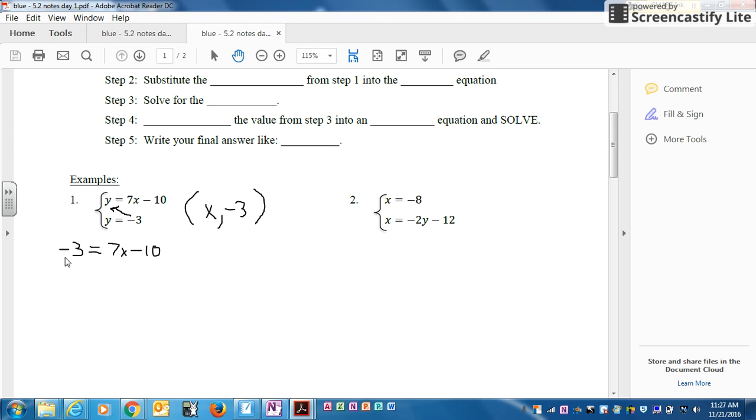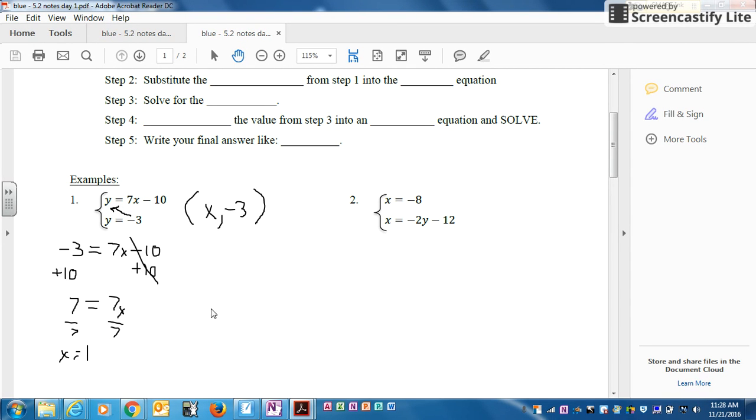And then we have an equation with just one variable, and we can solve that. This is a simple two-step equation. So I'm going to quickly go through that. Add 10 to both sides. Then -3 plus 10 is equal to 7. I was a step ahead of myself. And then this cancels out. So 7x equals 7. And then I'm going to divide both sides by 7. And x is equal to 1.